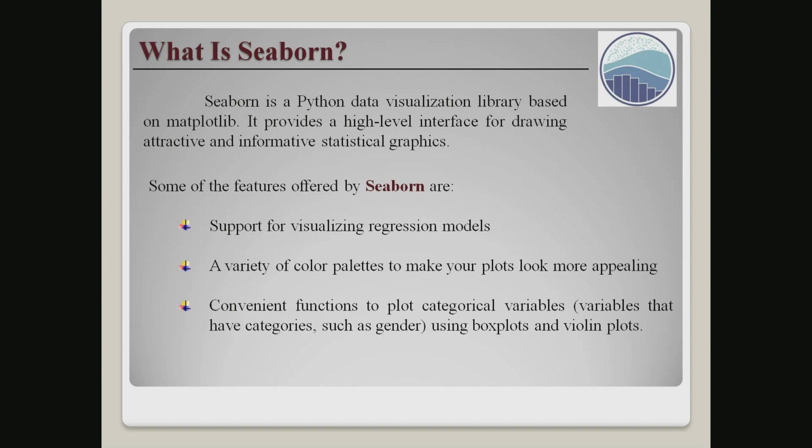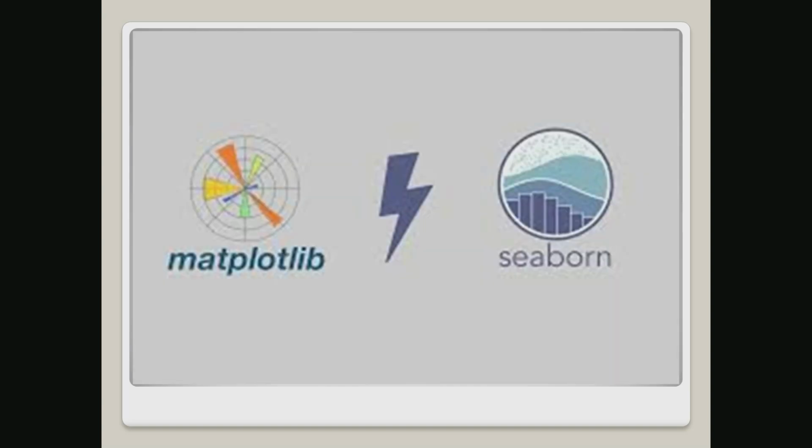Seaborn offers many features. It supports regression models, and it has a variety of color palettes, more than Matplotlib, and you can plot many categorical variables like box plots, violin plots and so on. You can go for univariate, bivariate or multivariate plotting. For these types of plotting we can use the Seaborn library, so it is very efficient to use.